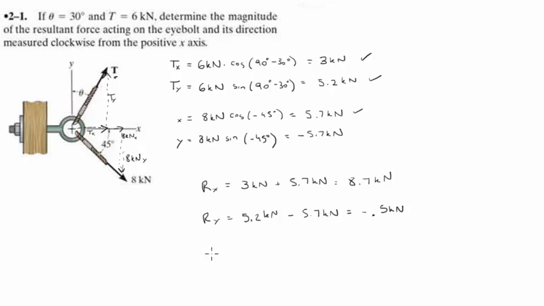So the answer R is equal to 8.7 kilonewtons on the x-axis and negative 0.5 kilonewtons on the y.